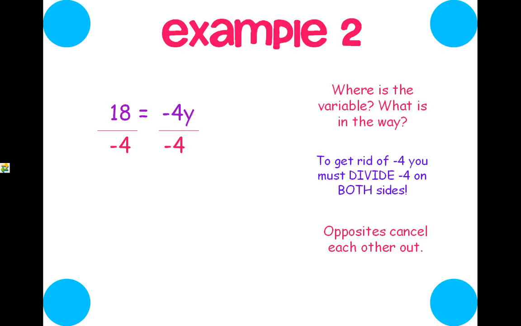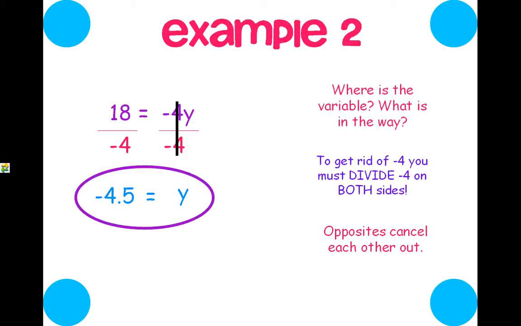Remember, the whole reason we did that is so we can get rid of it. Opposites will cancel each other out, leaving us with our y by itself. But what we do to one side, we must do to the other. So 18 divided by -4 is -4.5. And that is your answer.